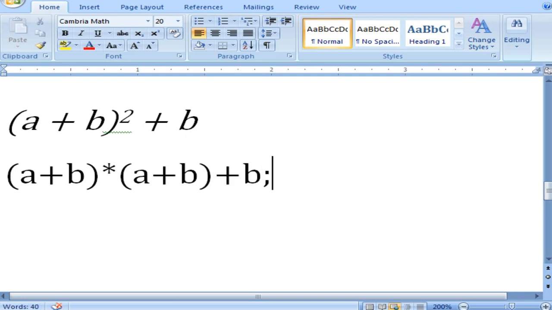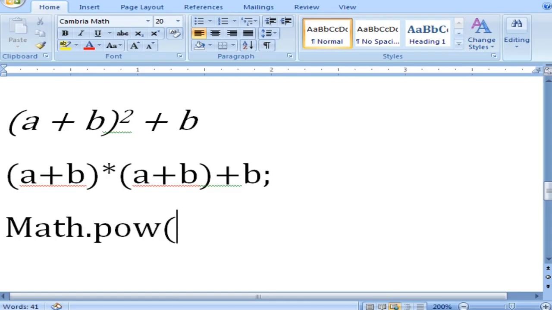Using the mathematical function, you will write Math.pow. Now you have a whole expression, not a single argument. You have two arguments, so you have to open another parenthesis and write a plus b, close the inner parenthesis, then put the comma, and then 2. So close the parenthesis for the mathematical function Math.pow, then plus b, then semicolon.